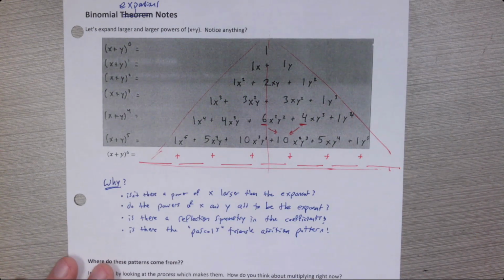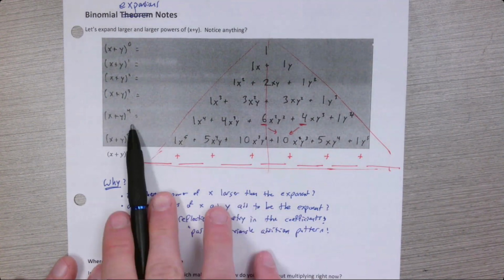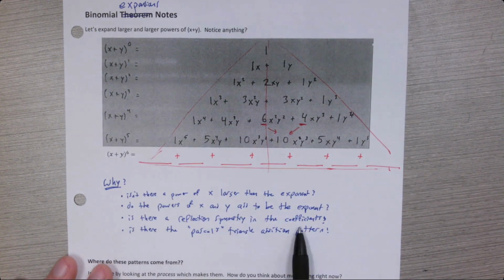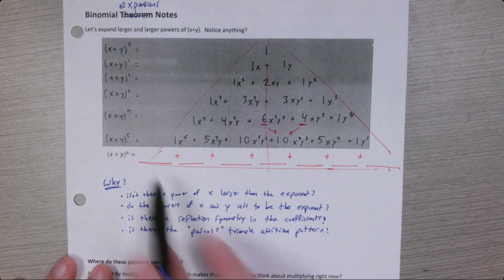Okay, so I have written down the mysteries. Why isn't there a power of x larger than the exponent? Why do the powers of x and y always add together to be the exponent? Why is there a reflection, symmetry in the coefficients, and why is there this Pascal's triangle addition pattern? Let's go ahead and fill this out.